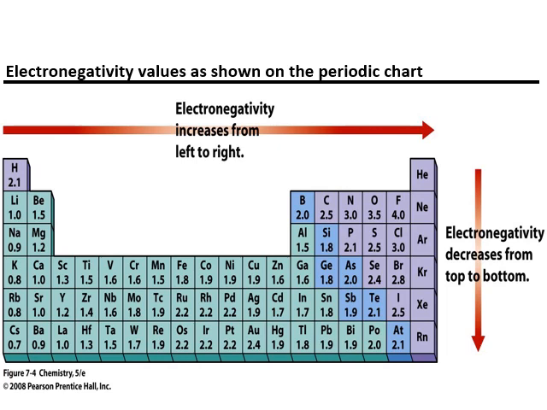If you can also remember that if you start at fluorine, it's 4, and then every time you move one element to the left, like if you move to oxygen and then to nitrogen and then to carbon and then to boron, it drops by 1/2. So by the time you get to boron, you're at about the same level as hydrogen.